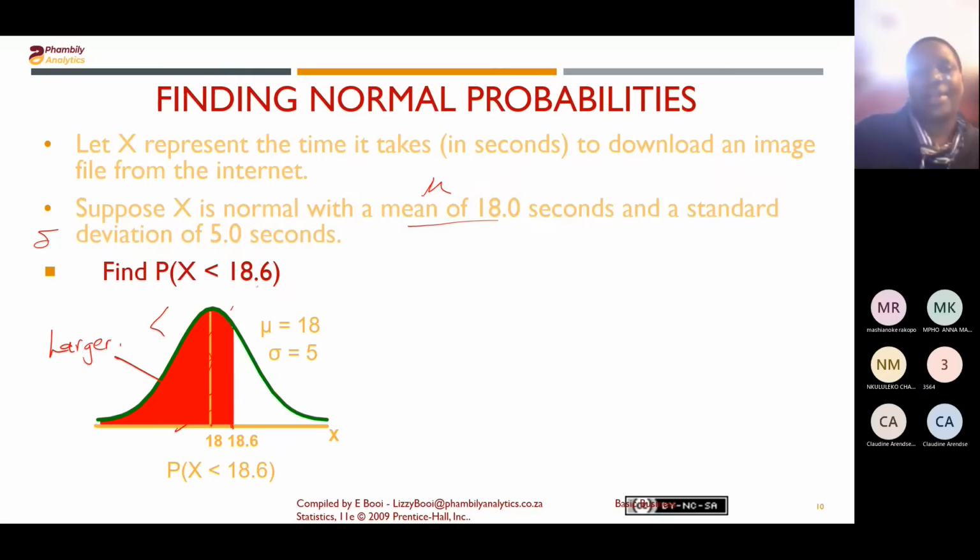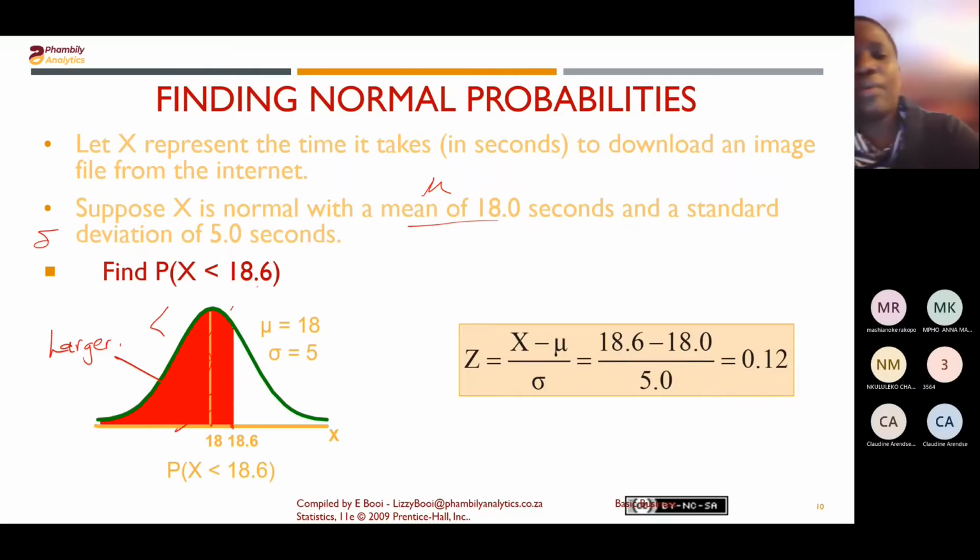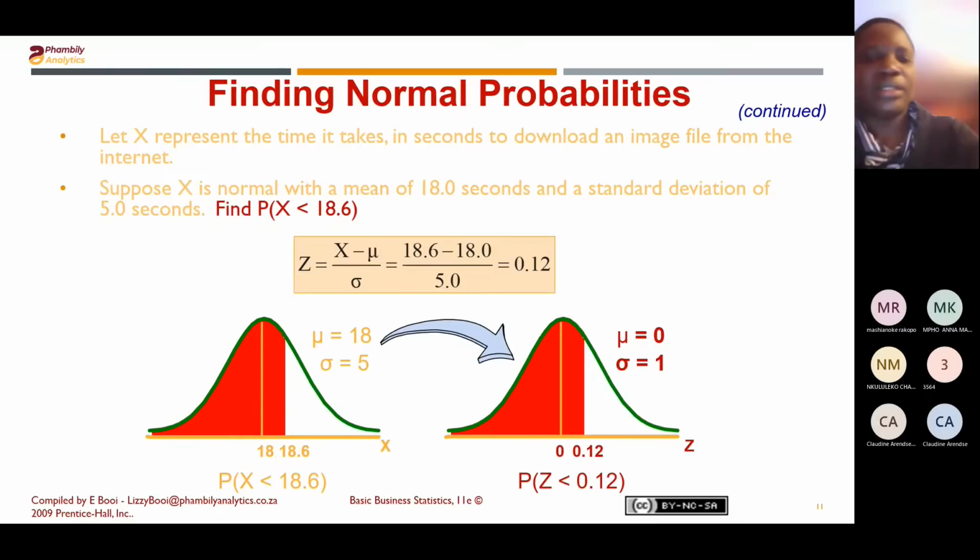Okay, let's see how we calculate this. We know our standardized normal distribution formula: Z equals X minus the mean, divided by the standard deviation. Our X is always in the question. It's 18.6 minus the mean of 18, divided by the standard deviation of 5. And the answer we get is 0.12. That is taking our data and transforming it into a standardized normal distribution.